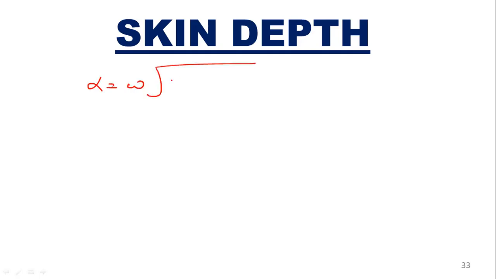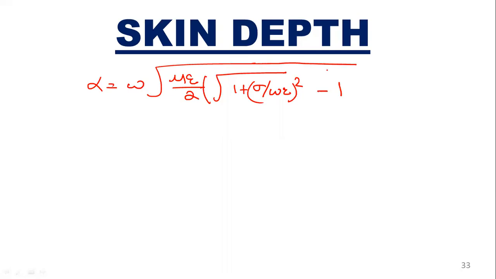When we talk about skin effect or skin depth, the first thing we talk about is, we know that for a good conductor we have defined alpha and beta. We have already derived what alpha and beta are. The general expression for alpha is equal to omega into root of mu epsilon by 2 into again root of 1 plus sigma by omega epsilon the whole square minus 1. So this is under this root. All these things we have seen.